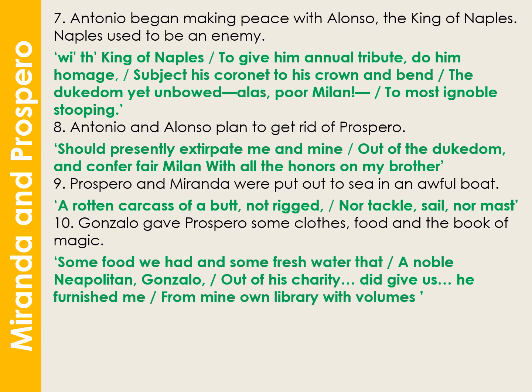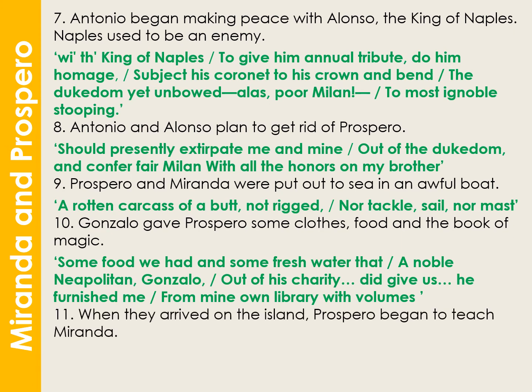The evidence for this, some food we had and some fresh water that a noble Neapolitan Gonzalo, out of his clarity, did give us. He furnished me from mine own library with volumes. So Gonzalo was the one that gave Prospero the magical books from the library. As I said before, Gonzalo is a very interesting character, and we'll come back to him later.